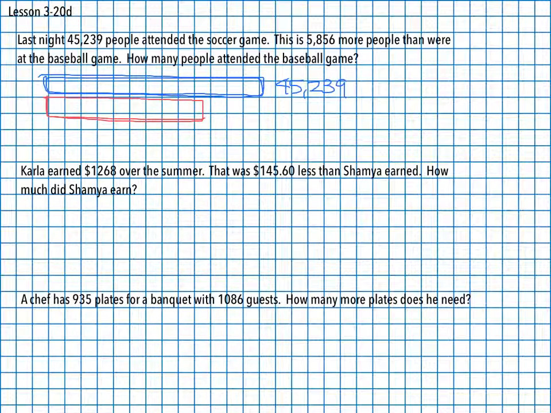And then we have this chunk right here, which is 5,856. So we have the baseball game plus this will give us this. And that's our equation, boys and girls. We have B plus 5,856 is equal to 45,239. Again, the secret to algebra, the secret to solving these problems, is isolating the variable.